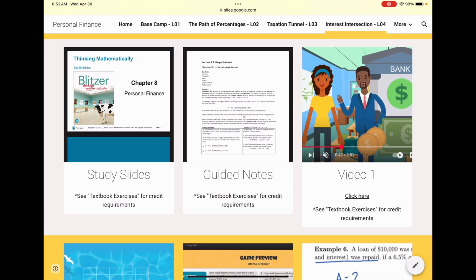So if they learn best from watching, the study slides are pretty well split, about a third for each of my classes. About a third of them really like the study slides. I think it's because of the way they scroll through it. My guess, and it's a total guess, is that it almost reminds them of social media because they're just scrolling through the text and the examples.